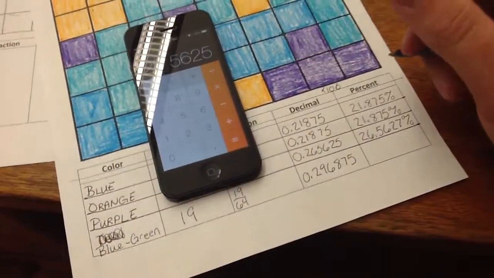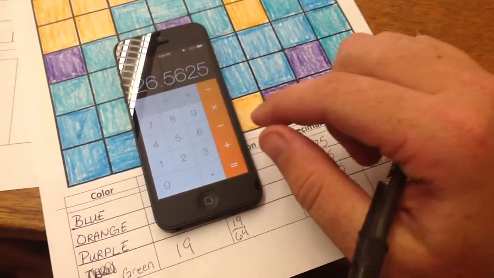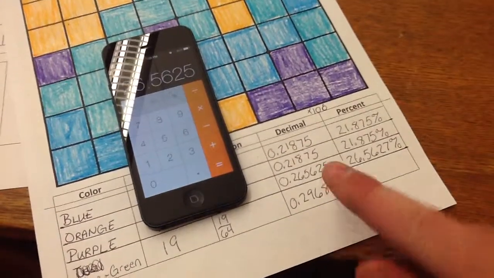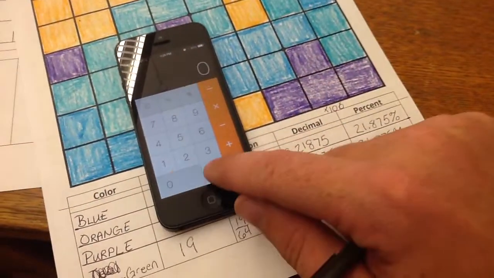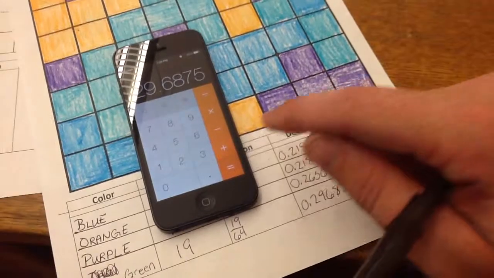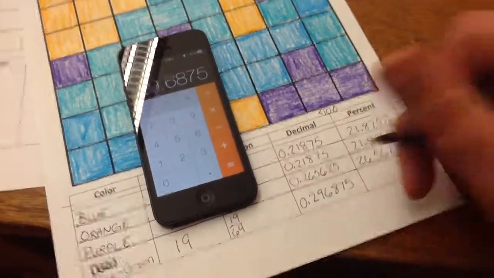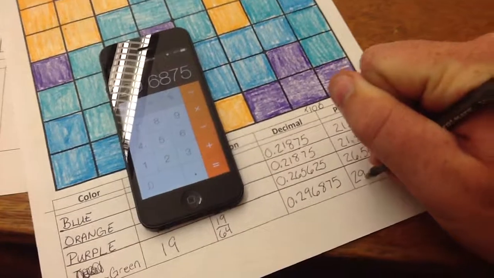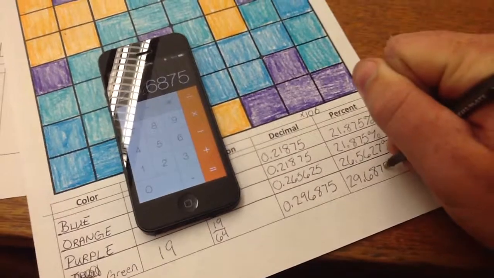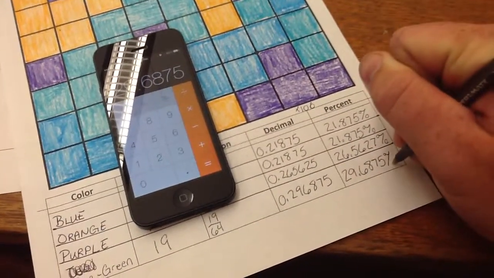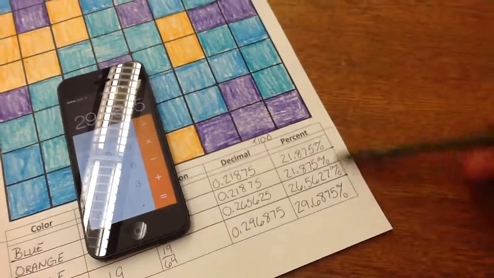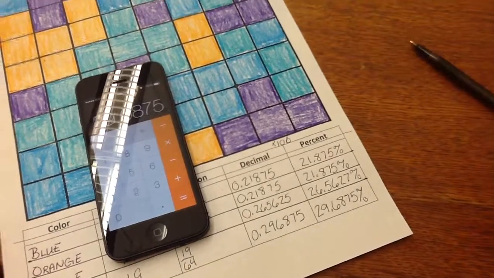And the last one, blue-green, 19 over 64, which was 0.296875. If we multiply that by 100, 0.296875 times 100 equals 29.6875%. Now I know we haven't dealt a lot with percentages, especially percentages that actually have decimals, but it's okay. They still work out the same. And if we add all these up together, we should get 100%. I'm hoping that's the case.